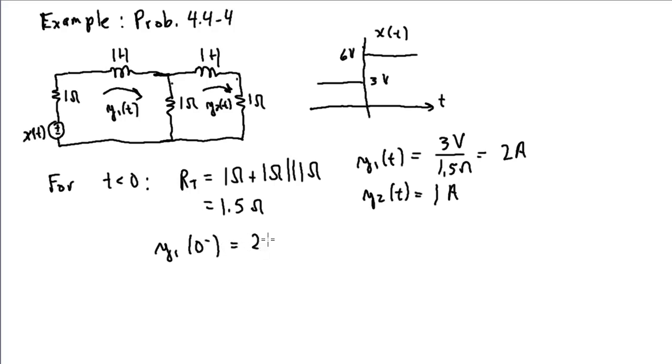So this now gives me my initial conditions for the current through this inductor, and then also the current through this second inductor. So now I can write my S domain equivalent in this manner. My voltage for t greater than 0, I can write as 6 times u of t, so the corresponding Laplace transform voltage is 6 over s. I've got a 1 ohm impedance here.